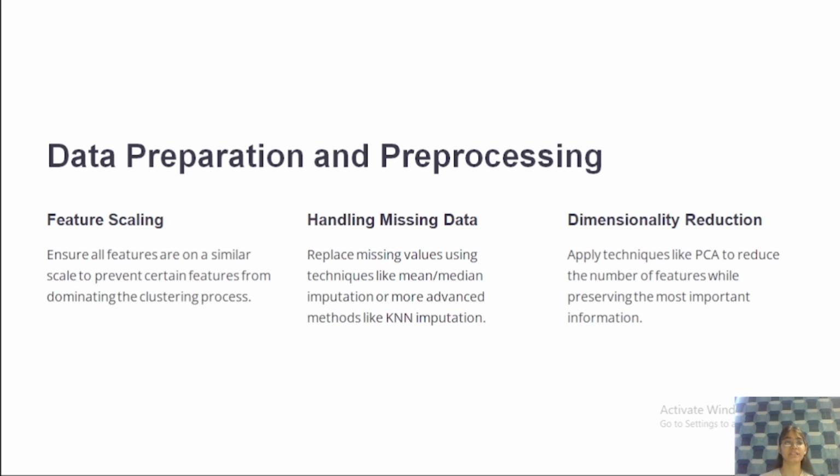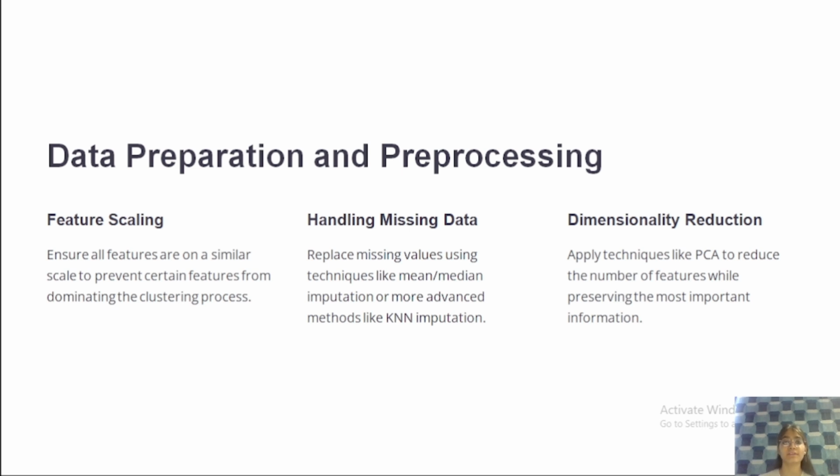So now we have data preparation and preprocessing. We have feature scaling, handling missing data, and dimensionality reduction. Feature scaling means ensuring all the features are on a similar scale to prevent certain features from dominating the clustering process. You have to ensure that all the features are on the same scale, because otherwise some of the features will dominate and the others will get neglected. So you have to scale them on an equal basis.